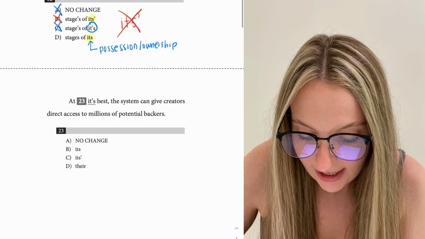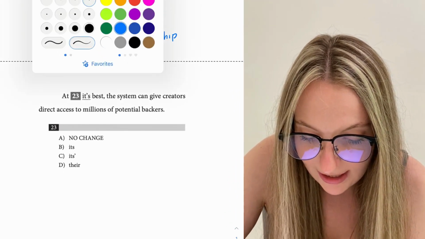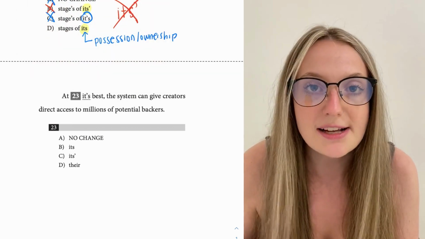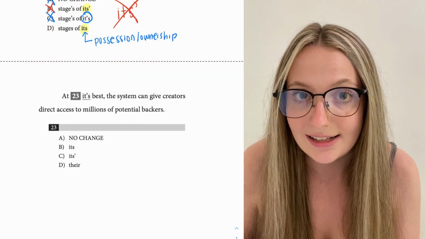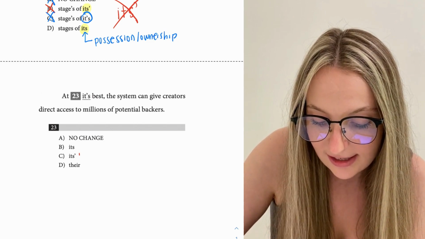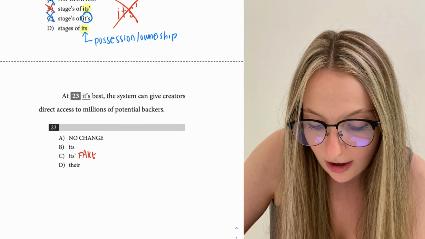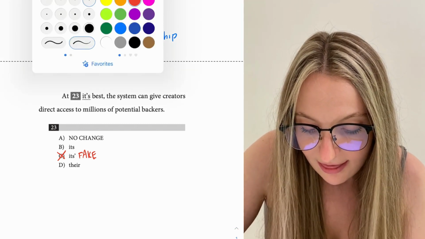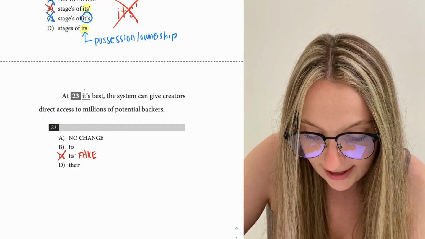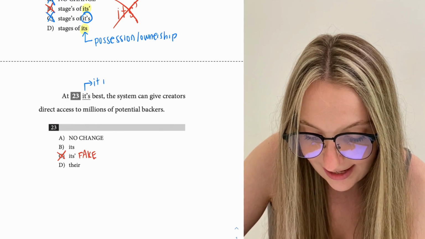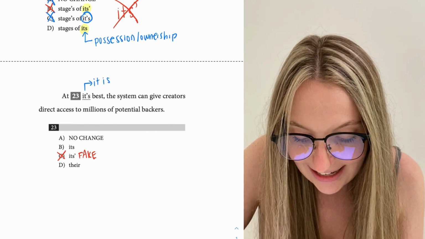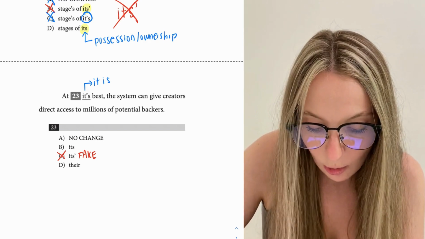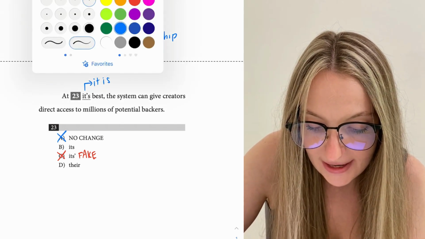All right, and then checking out question number 23, the same philosophy applies. We want to knock out the choice ITS apostrophe because this is a fake word. So automatically when I see choice C, I'm going to knock that out. Then I'm going to check out choice A, which is IT'S, which we said is it is. At it is best, that's not going to work. So then we're between B and D here.